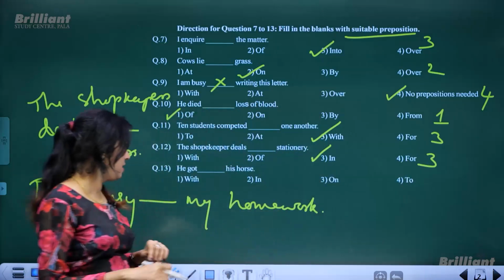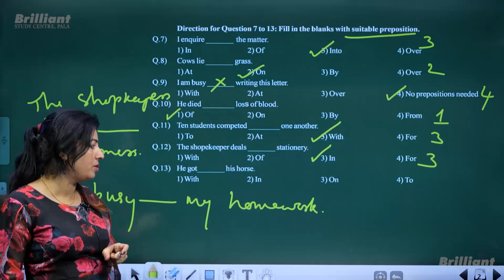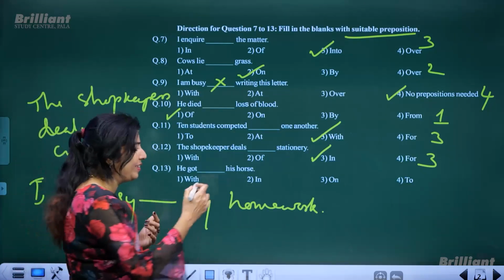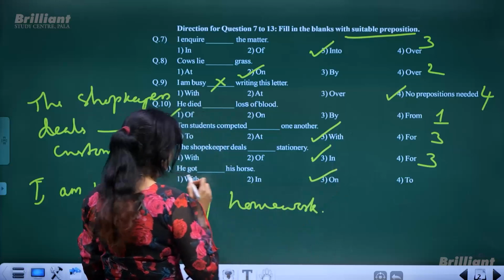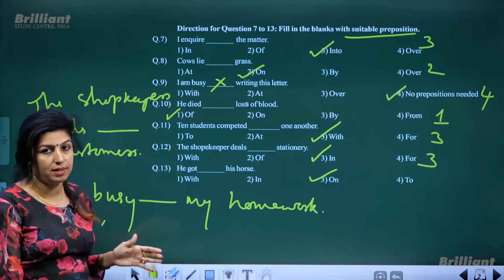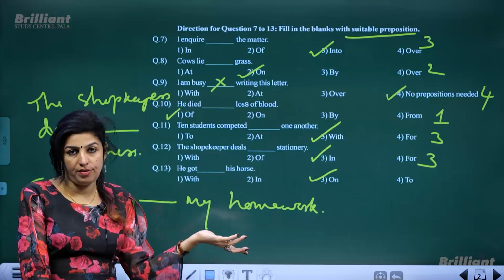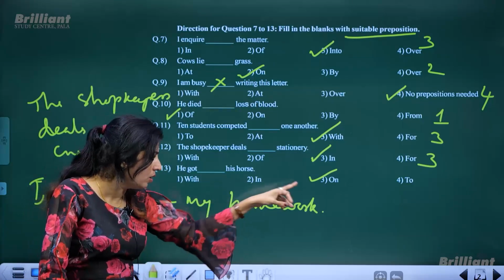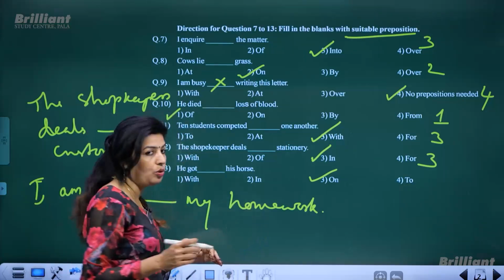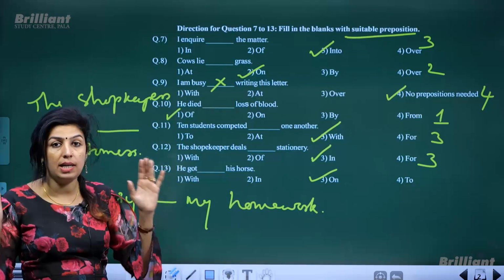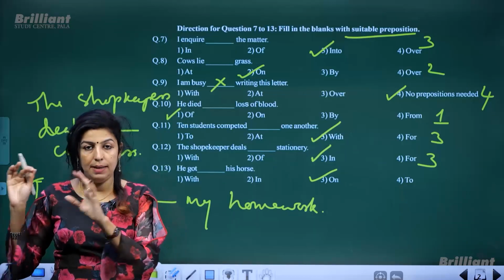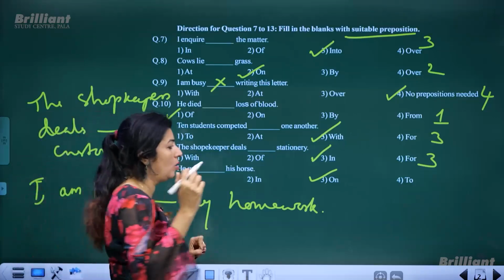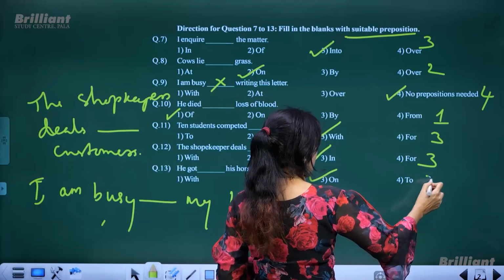Now next is, "He got dash his horse." So here, "got on", I gave you the answer as well. So he got on his horse, not "got with". "He went with", fine, but not "got with". "Got in his horse", no, "got on". To get on his horse means to climb upon it. He climbed upon his horse, that is the meaning of the sentence. So he got on his horse. So it is option number 3 again.